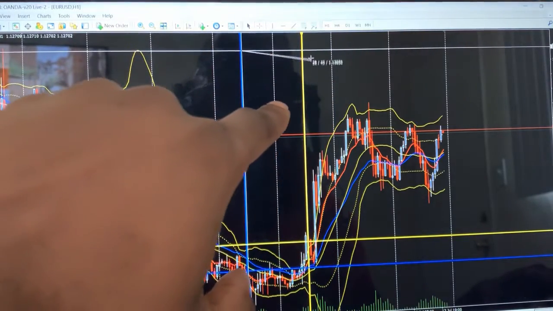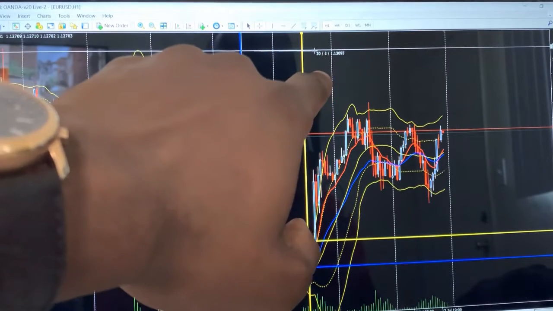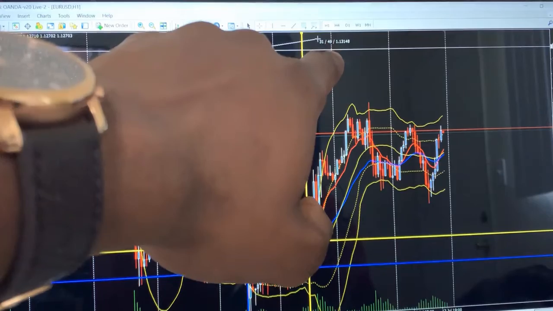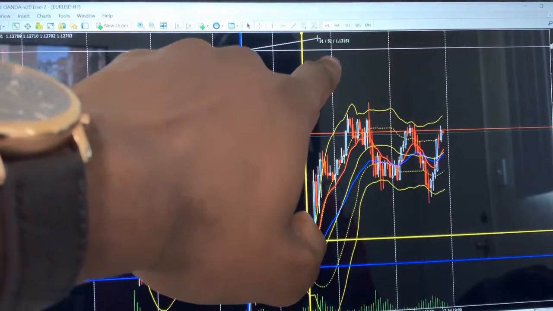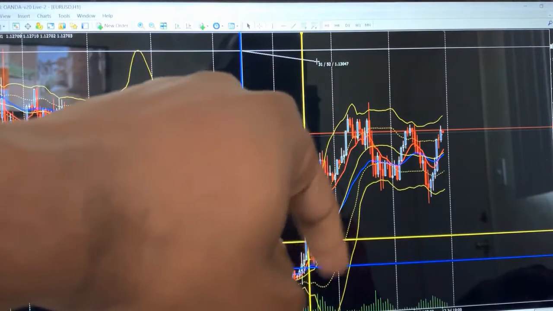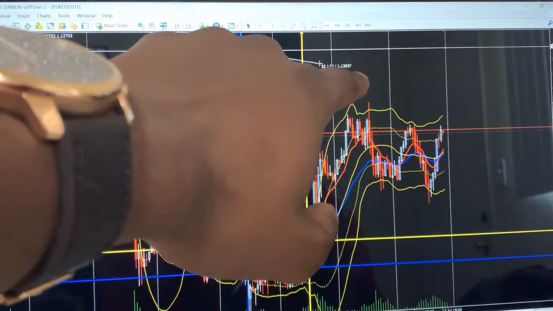168 pips, and if you go up, it's going to be like you set an entry here, so it's 0 pip. So as you move up it's like 49 pips above, and as you move down it's going to be negative, whether you are buying or selling. It's going to tell you how many pips you have been winning and losing. And then here is the price.